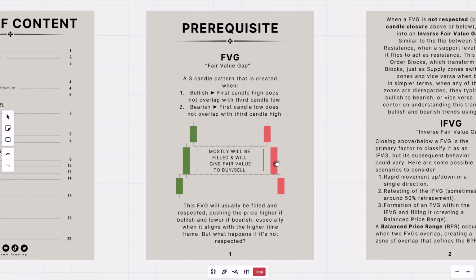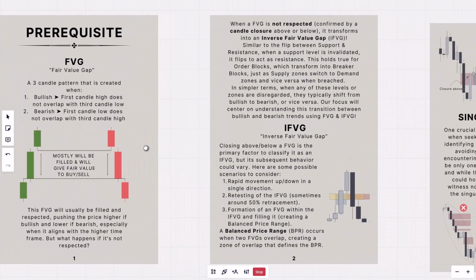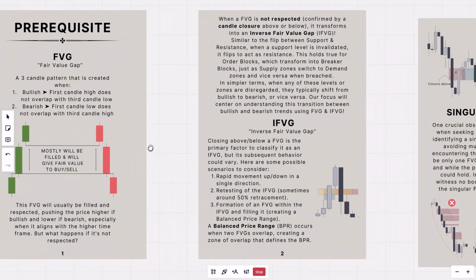So it pushes price lower in this case, in a bearish one, and in a bullish one, when price comes here, it pushes price higher to go up. Now, this is the fair value gap. We've got to understand what happens when a fair value gap is not respected. So if you think about this, when a support is not respected, what happens? It flips to resistance, right? And the opposite is also true.